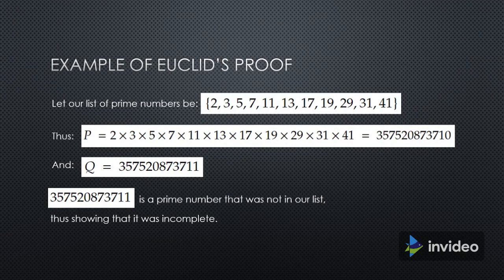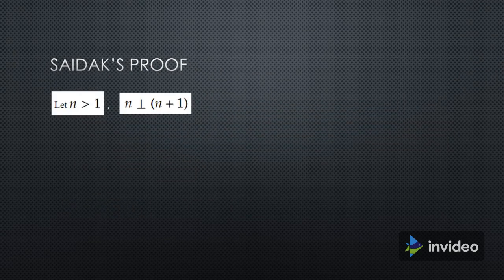And so the beauty of Euclid's proof is that you can extend it to any list of prime numbers, and you'll always find a new prime number. And you can do this for an infinitely long list, and you'll still get a new prime number, and it's great. And if we move on to a more modern proof, which is Saidak's proof, it's also really beautiful and elegant in the fact that it's really simple.